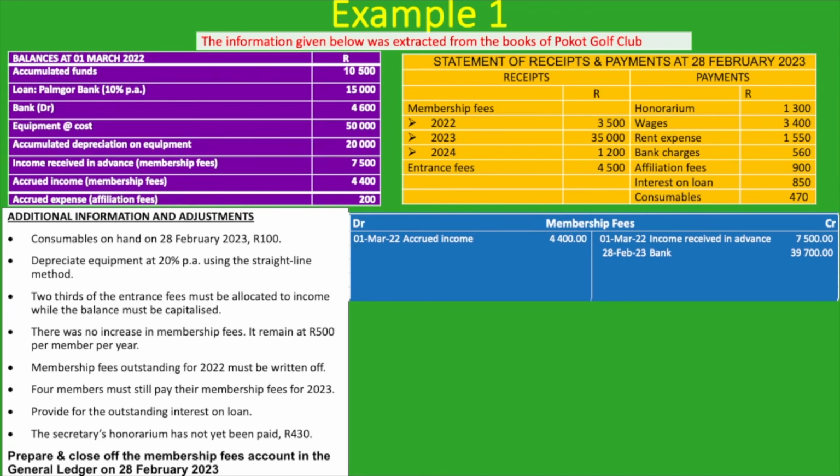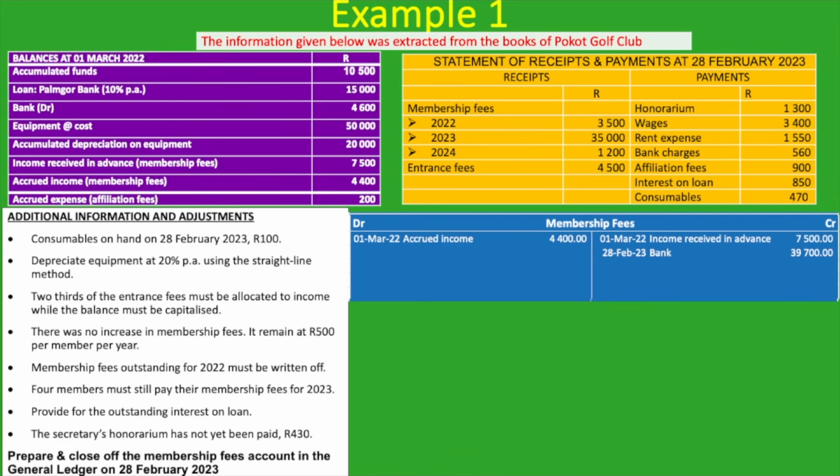Remember, what we're trying to calculate here is how much money was due to me as membership fees for this particular financial year, and we're using this to be able to determine that. Now, what do we need to do here? Remember, we're putting on the credit side the money that is for membership fees for this particular financial year, but we know that of the 39,700 rand, not everything belongs to this financial period, so we have to remove the amounts that do not belong to this financial period.